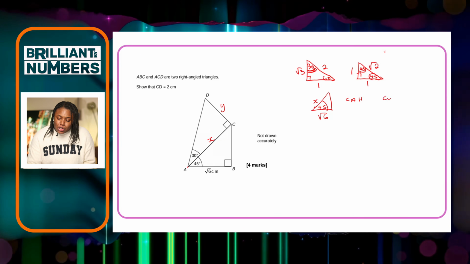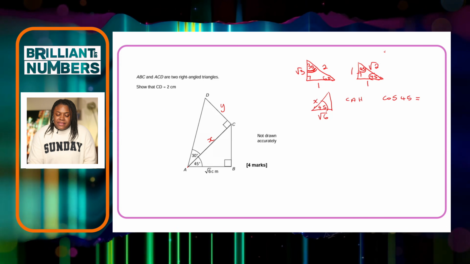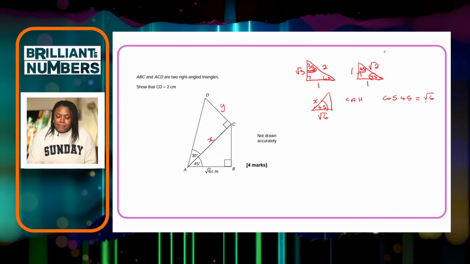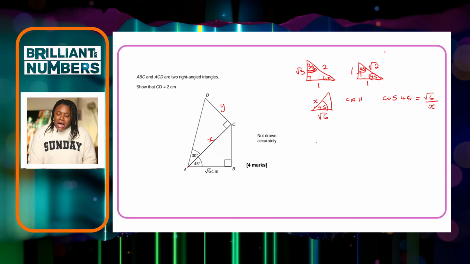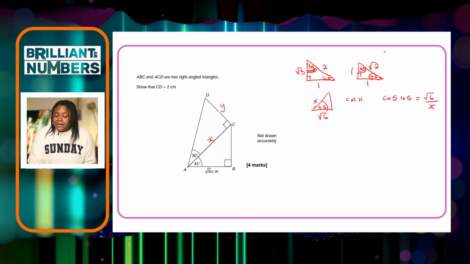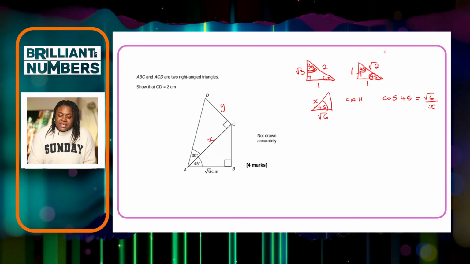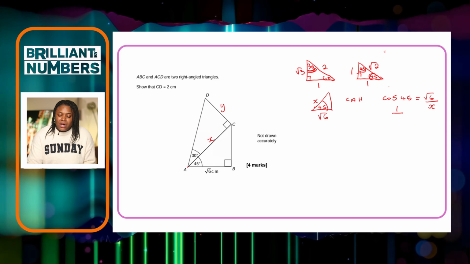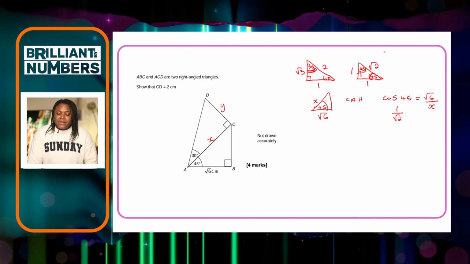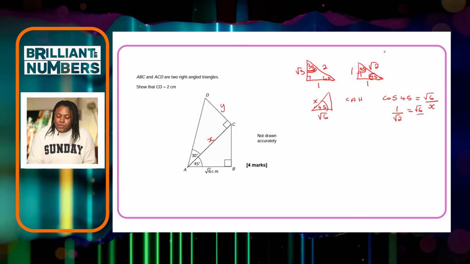So let's go for it. cos 45 is equal to, that's the angle here, the adjacent is root 6, and then that is being over the hypotenuse, which is X. So now I need to go to my 45 triangle and find out what is cos 45. Remember, adjacent over hypotenuse. I go to this 45, the adjacent side is 1 over the hypotenuse is root 2. So cos 45 is 1 over root 2. That then is equal to root 6 over X.